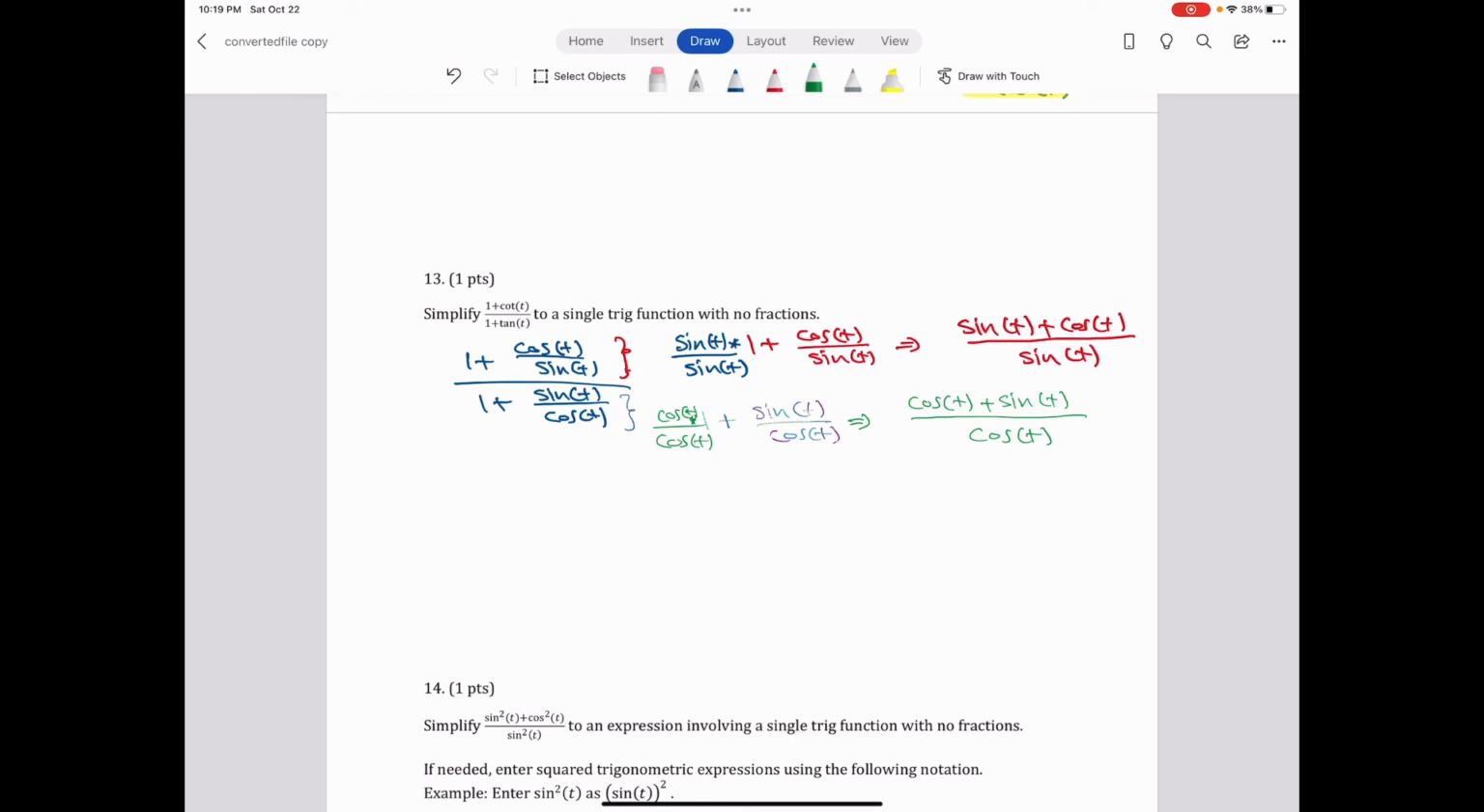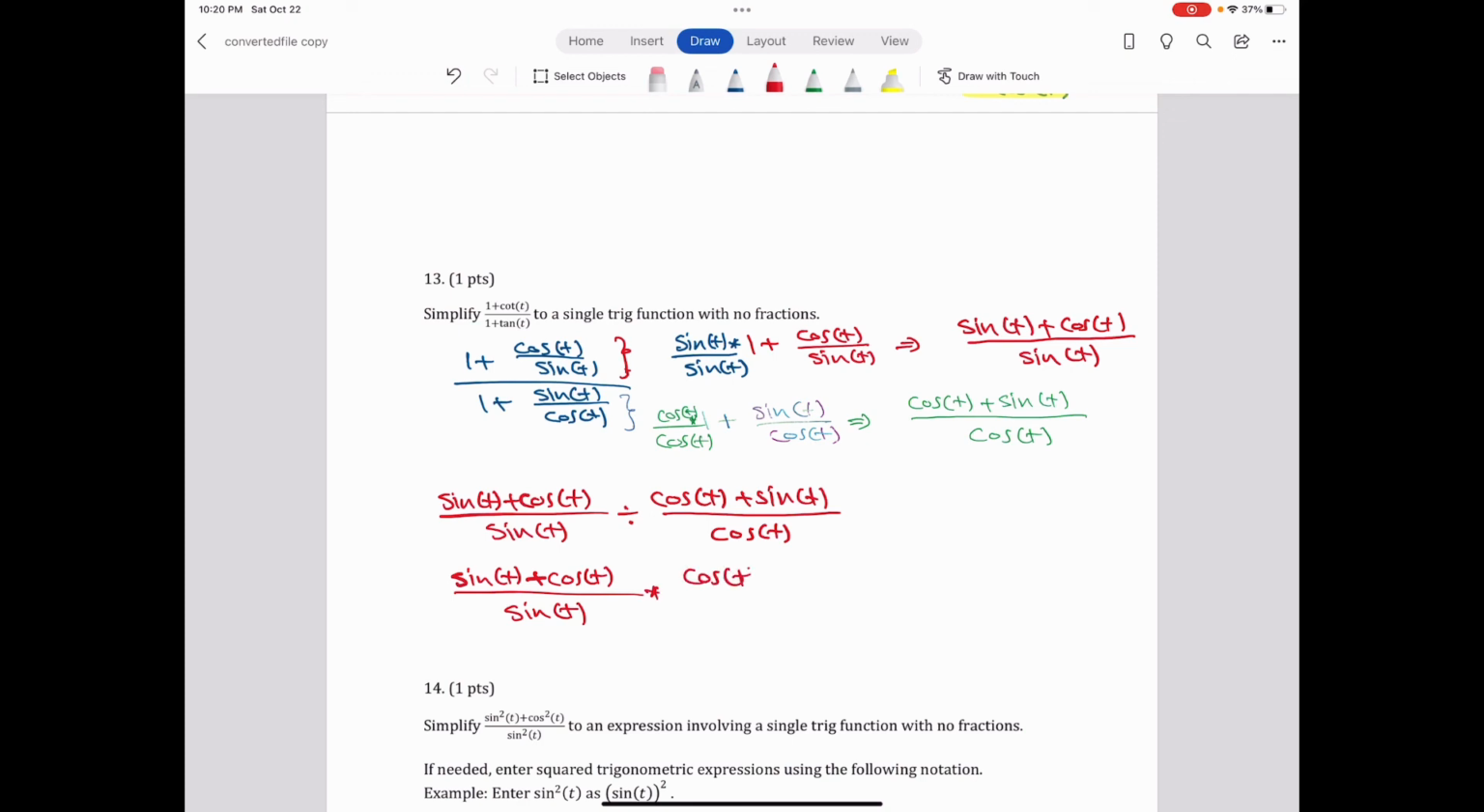Now I'm going to divide numerator divided by denominator. So this will become sine t plus cosine t over sine t, that is the numerator, divided by the denominator, cosine t plus sine t over cosine t. Now we know division turns into multiplication of reciprocals, so this is going to become sine t plus cosine t over sine t times cosine t over cosine t plus sine t.